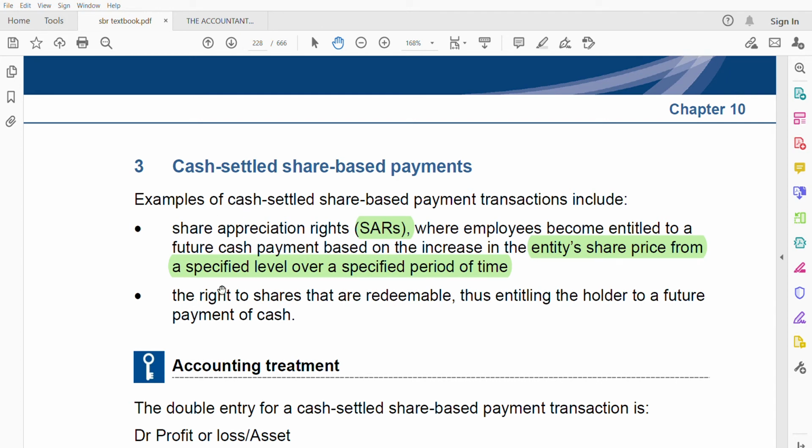The next is the right to shares that are redeemable, thus entitling the holder to a future payment of cash. Okay, right to shares that are redeemable. You can redeem the shares and receive cash. So these are the two ways, and the accounting treatment we'll see.